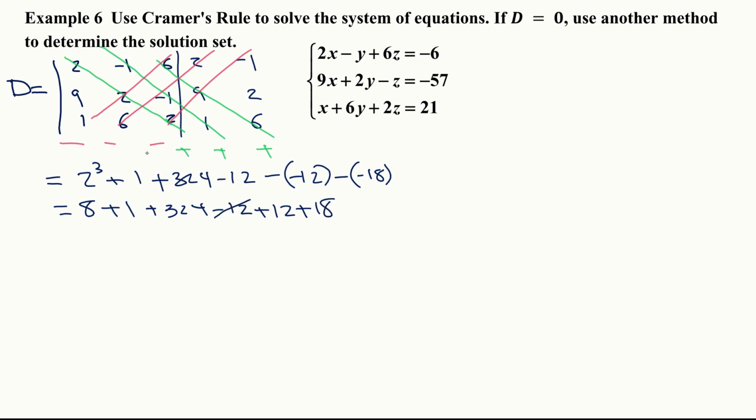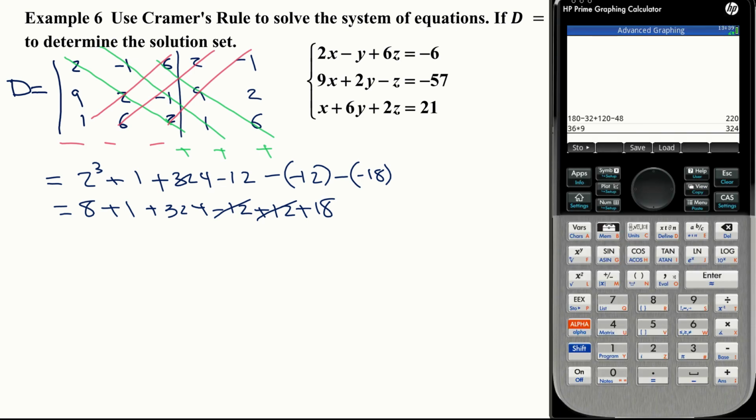Now these of course will cancel out. We don't need to waste time on them. So we'll compute the rest. Okay, so we have 8 plus 1 plus 324 plus 18. So that gives us 351. So it is not 0. We can go ahead and proceed, right?